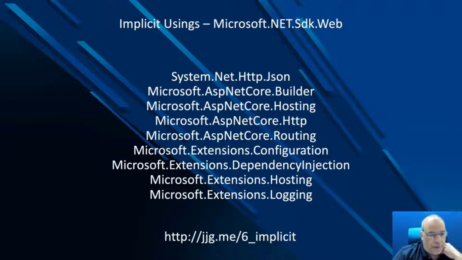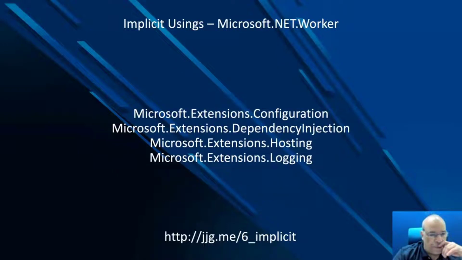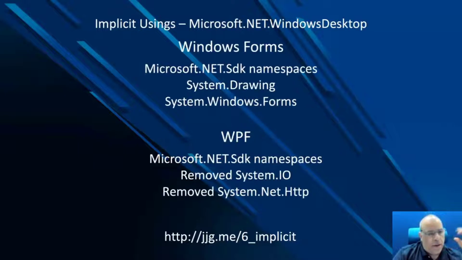For the web, you'll notice some of the common ones in here: JSON, ASP.NET Core Builder, hosting, HTTP, routing, configuration, dependency injection, and more. If you're building a worker project or a console app, basically these are the four: extensions configuration, extensions DI, extensions hosting and logging. And for desktop, this one's a little bit different. For Windows Forms, you get everything that was included in system.sdk, plus you get system.drawing and system.windows.forms.